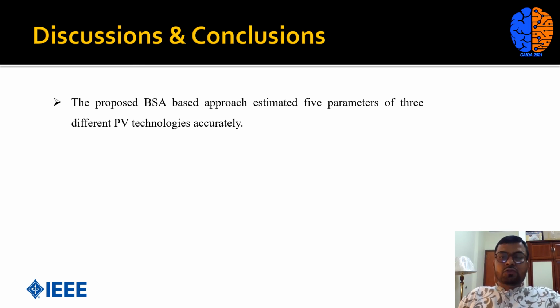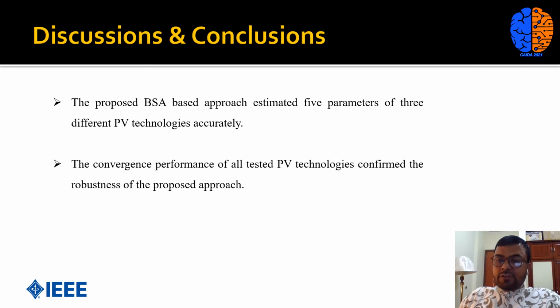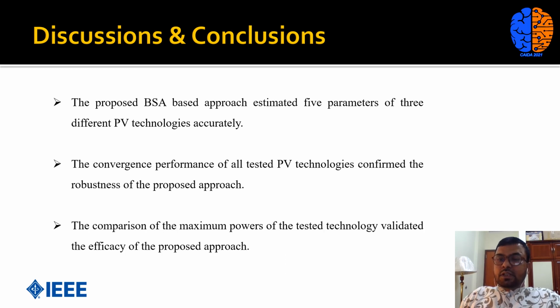In this research, we have employed the backtracking search algorithm to estimate the 5 parameters of 3 different PV module technologies. Objective function convergence curves for different runs confirmed the robustness of the proposed approach. Datasheet provided and calculated maximum power comparisons for 3 different PV module technologies validated the efficacy of the proposed approach.